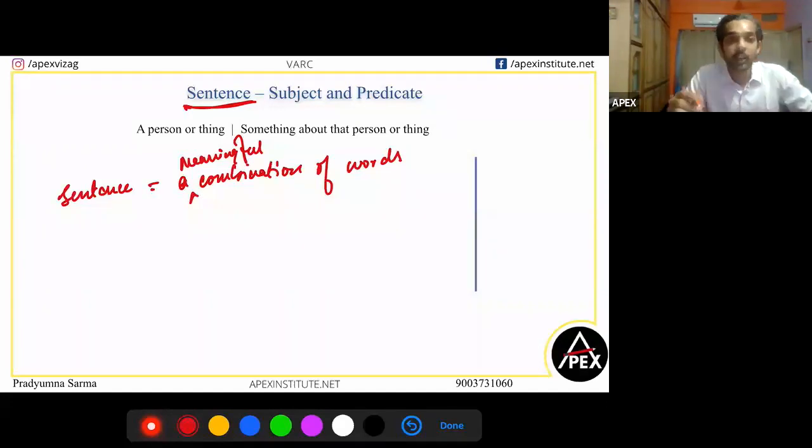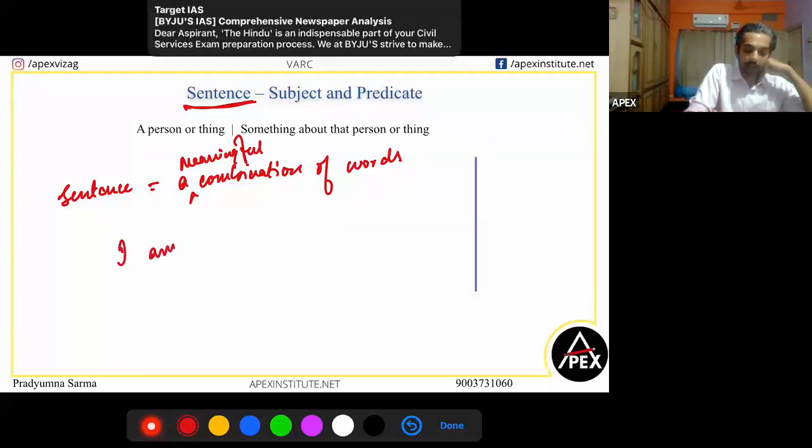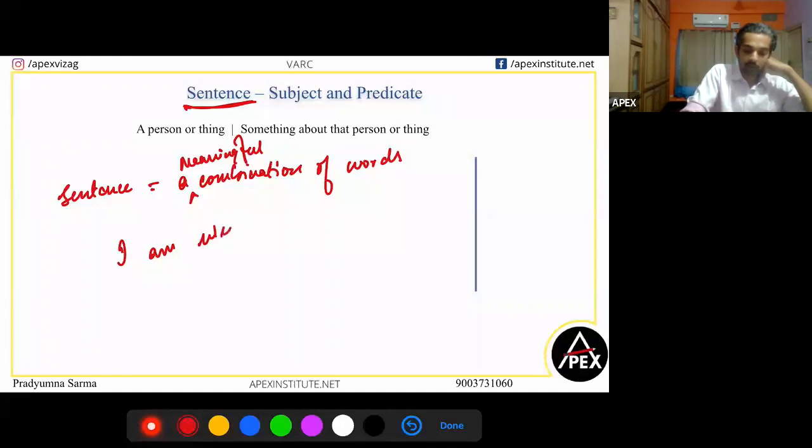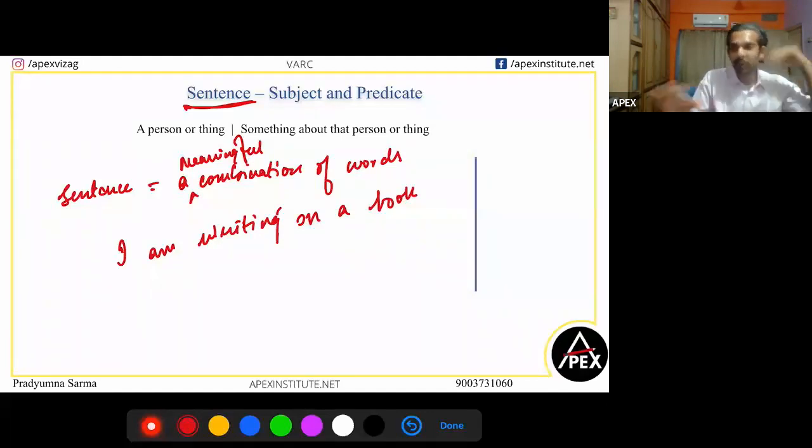So yes, as I was saying, a sentence is always a meaningful combination of words. Okay, so let's take a simple example. I am writing on a book. Now, can I call this a sentence? It's a meaningful combination of words, right? Yes, no? Yes, okay.